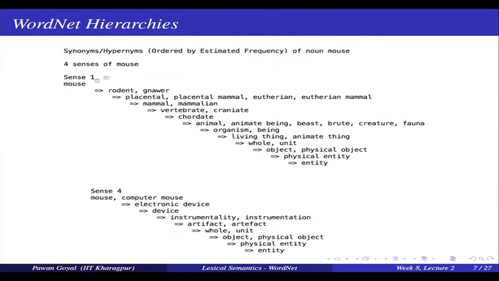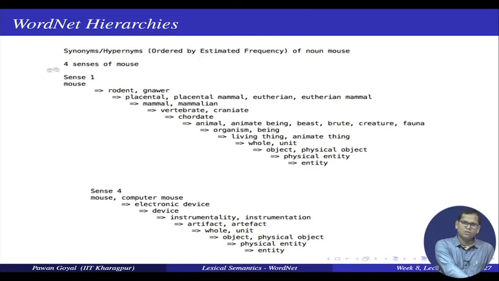tree. For example, if I look up the word mouse, I will find it has 4 senses. For sense 1, mouse, you can find out the complete hierarchy. Mouse is a kind of rodent, kind of placental, kind of mammal, vertebrate, and so on up to animal, living thing, object, physical entity, and entity. You can go to the root of WordNet, entity, starting from this particular sense of mouse.